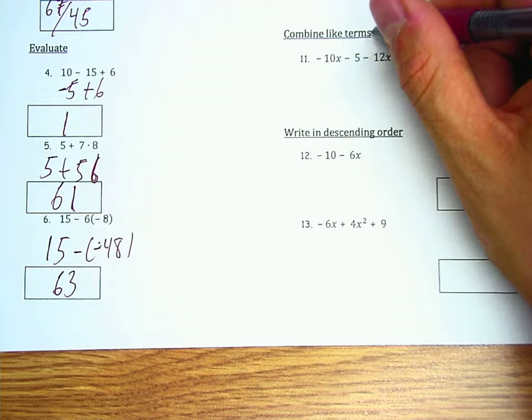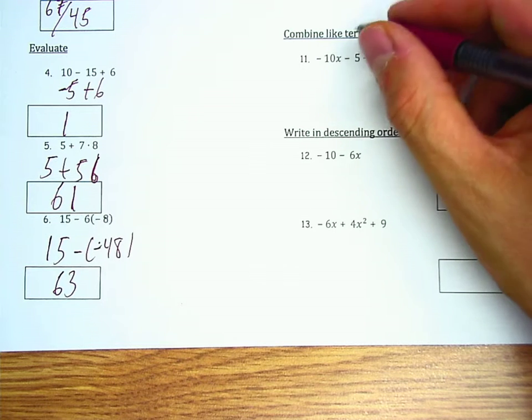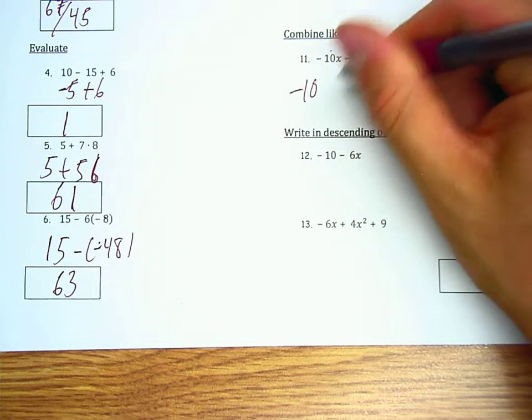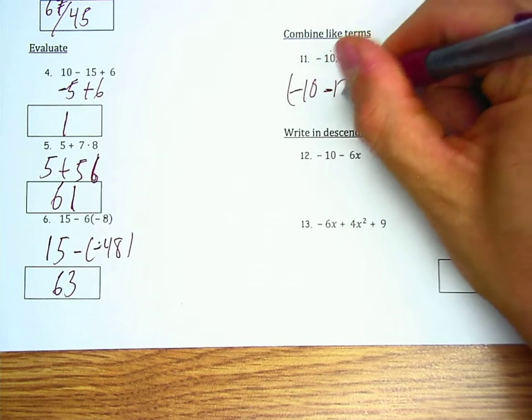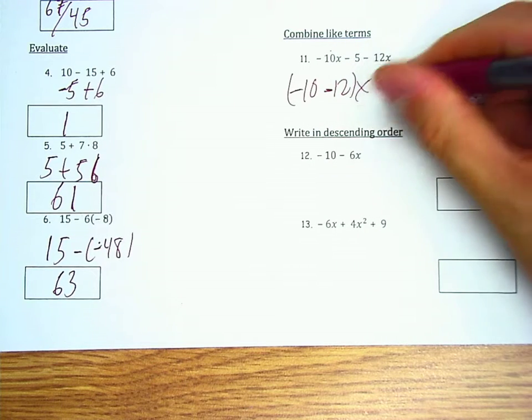Question 11, combine like terms. In other words, add or subtract the ones with the same letter. So here we have the same signs. We need to add negative 10 minus 12x. Negative 22x. Put the 5 at the end.